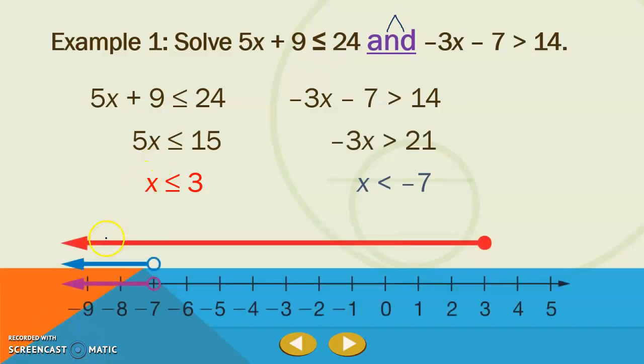On our number line, we can see x is less than or equal to 3 is graphed in red, and x is less than negative 7 is graphed in blue here. And the part that they have in common is graphed in purple. Their overlapping parts are graphed in purple on the number line. X is less than negative 7.